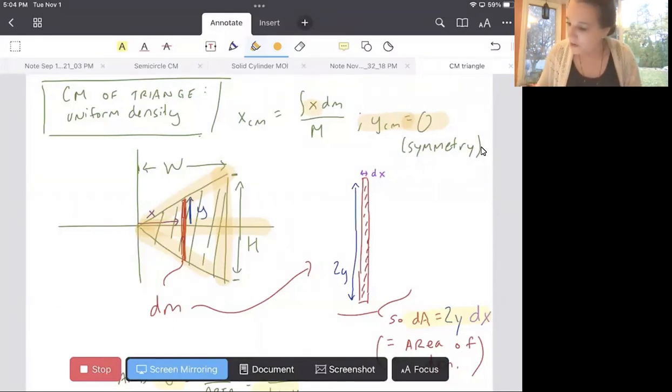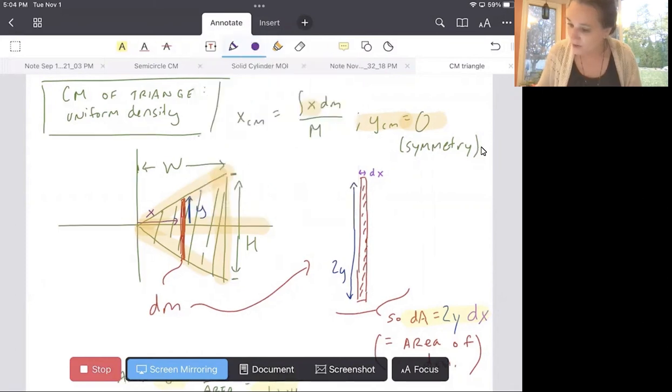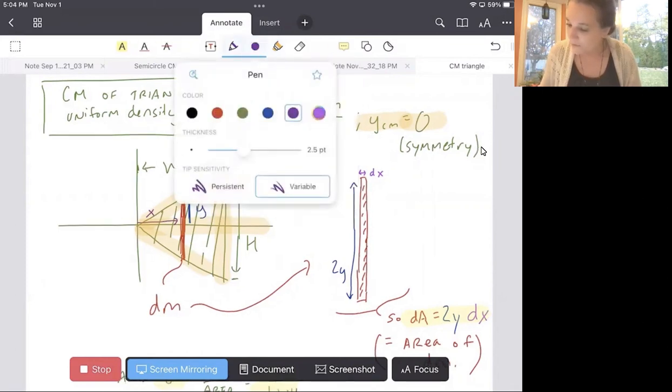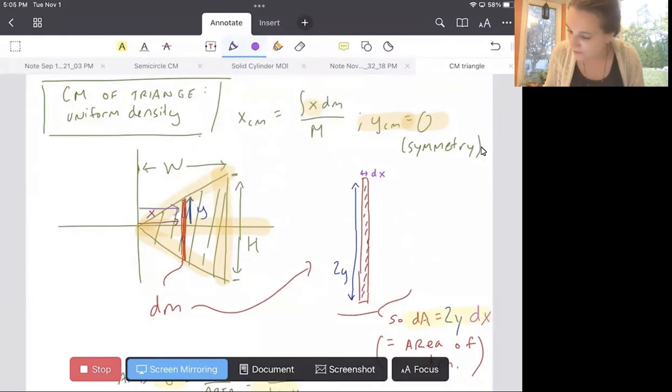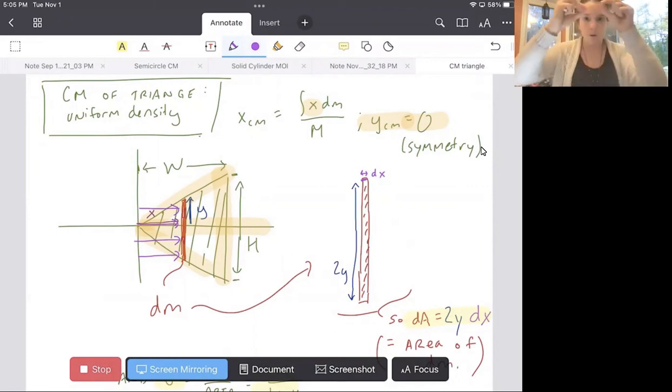So you can see that in this one here that I've used, every part of my dm is that same horizontal distance x over from the origin. And so that allows me to use this as my dm piece for the center of mass calculation. So I draw my dm, and this is where we make the approximation that it's a tiny little rectangle, even though it might be a little tilted at the top and bottom. Again, as we get infinitesimally small, that doesn't matter, and we just treat it like a rectangle.